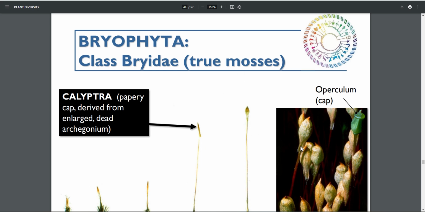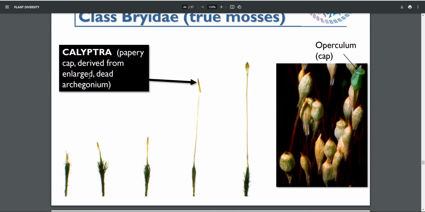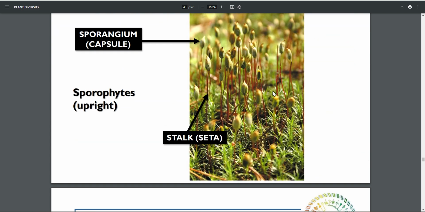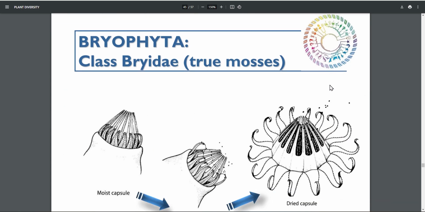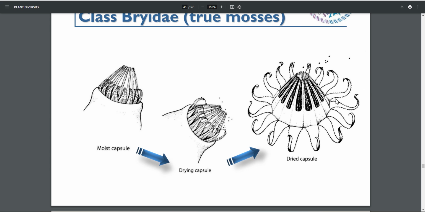Okay. So more structures. There is something called the calyptra, which is a papery cap derived from the dead archegonia. So this thing is actually haploid, while the operculum is diploid. It is the cap of the capsule, and it is derived from the sporophyte.